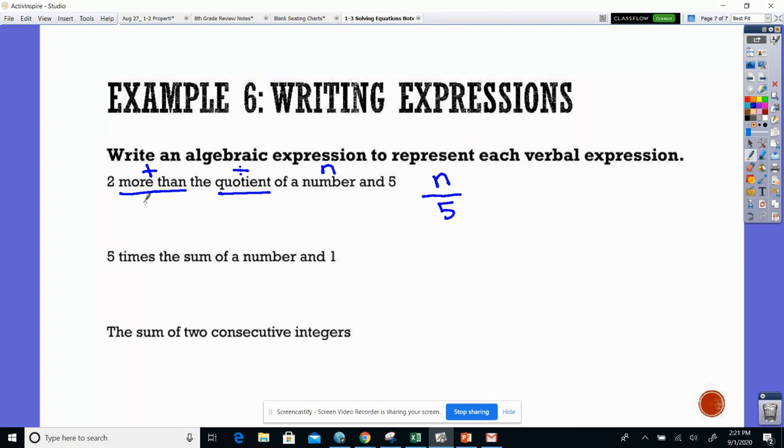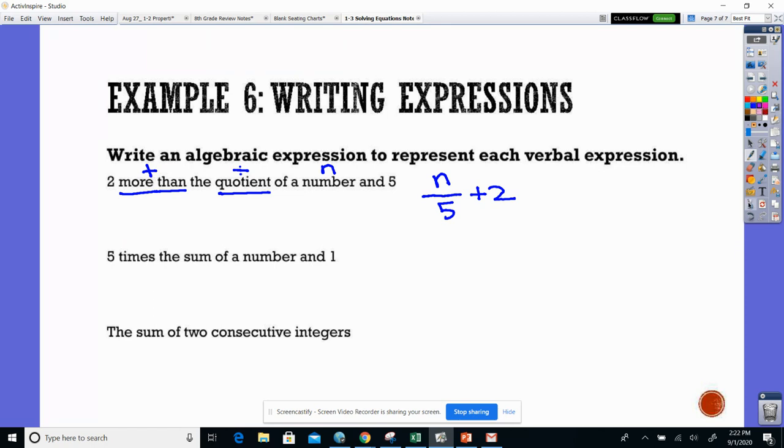And then I want 2 more than that. So I'm just going to add 2 plus that. All right, so I have 2 more than the quotient of a number and 5, and I'm done. It's not equal to anything, so I don't put equals. I don't try to solve because it's not an equation, just an expression, so I am finished.